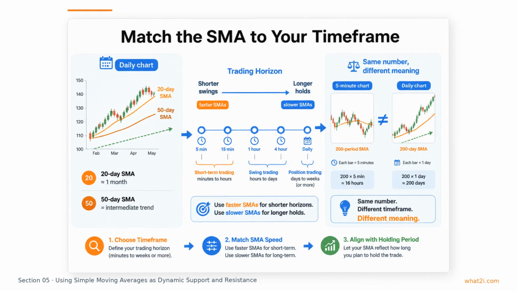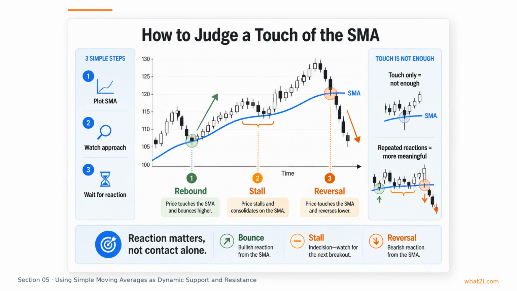The number alone is not the point. The context around it is. A touch of the SMA is only the beginning of the analysis. First, plot the moving average on your chart and pay attention to how price approaches it. Does price come into the line gradually, or does it slam into it with momentum? Once it gets there, look for the kind of reaction that follows.